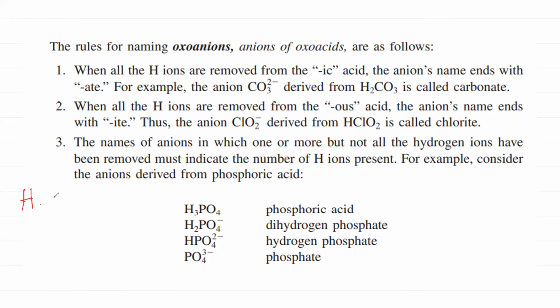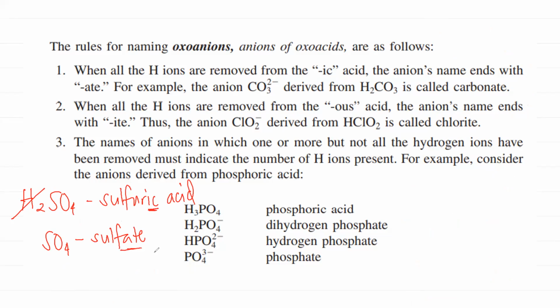So we have H2SO4. Diba ang pangalan nito ay sulfuric acid. Now, if we remove the hydrogen, what is left is SO4. And SO4 is named as sulfate. So always yan siya partner ang IC and ang 8. And always din partner ang OUS, just like H2SO3. This is called sulfurous acid.